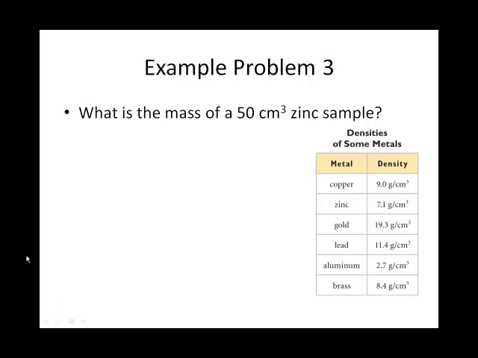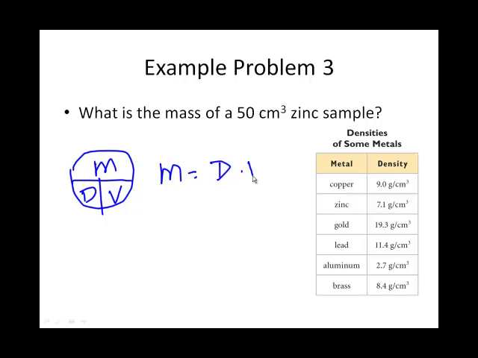Finally, example problem 3. What is the mass of a 50 cubic centimeter zinc sample? So again, you have a chart here which gives you information about the density of zinc. So you'll probably have to use that. Again, using your chart, you know that mass is equal to density times volume. So since we're solving for mass, we'll just put m, or mass, is equal to d times v. Notice how I write the formula out, and then I substitute in underneath that.